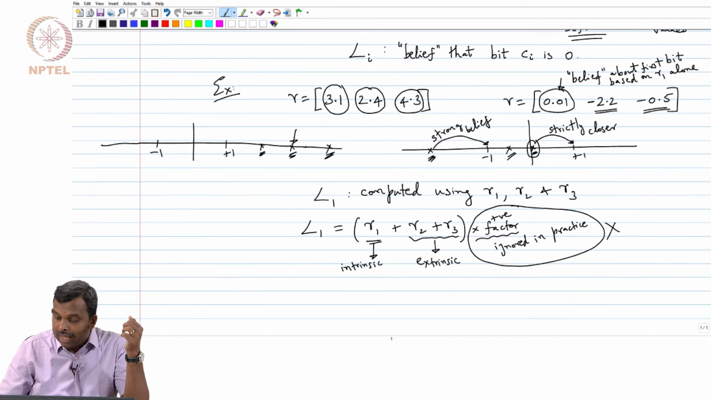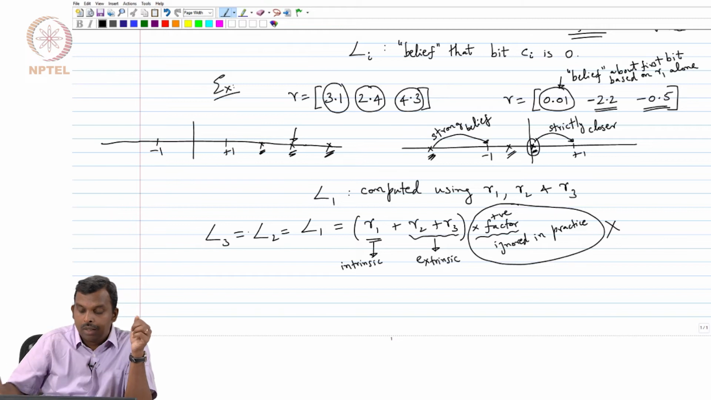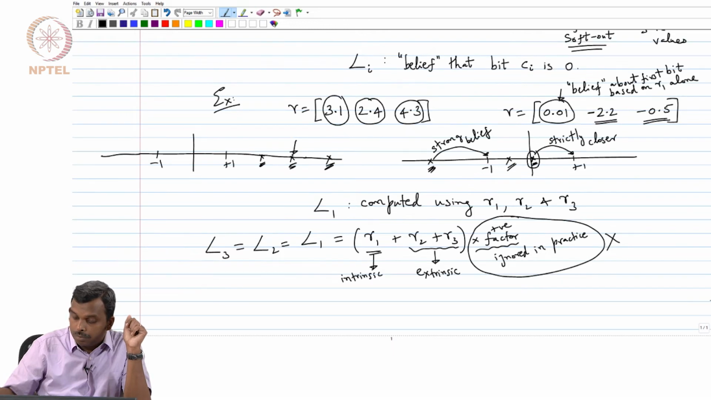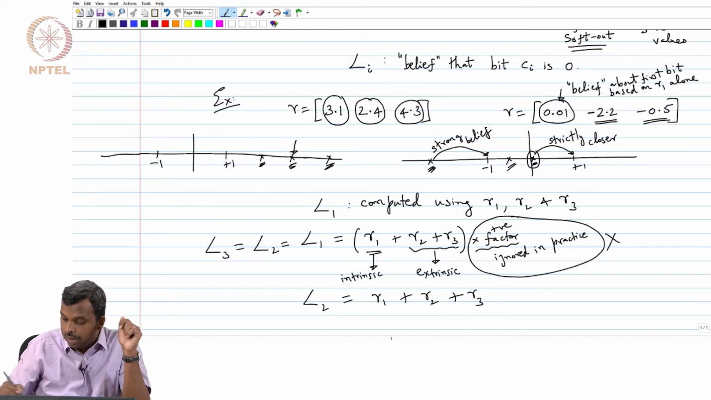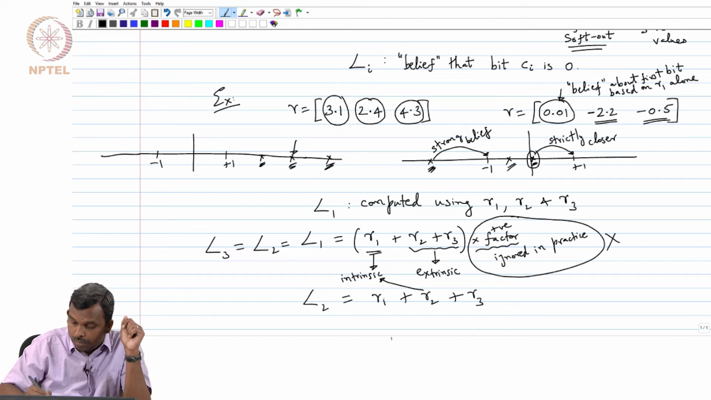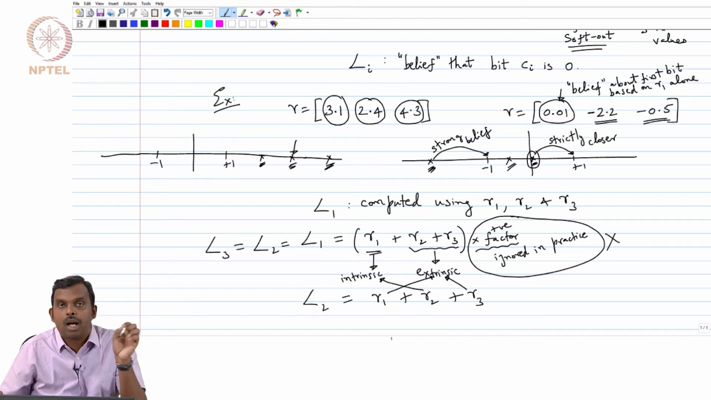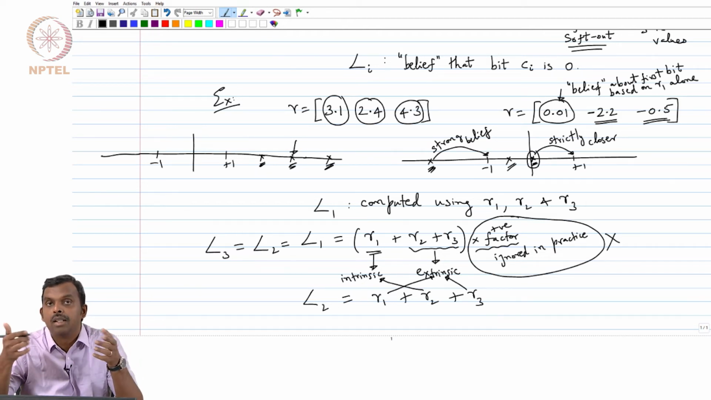In fact, this is the same for L2 also, and L3 is also the same, okay, except that the intrinsic and extrinsic will differ. So if you look at L2, you have R1 plus R2 plus R3. Okay. So this is the intrinsic part, these two are the extrinsic part. Likewise for L3, R3 will be the intrinsic part, R1 plus R2 will be the extrinsic part. So what is intrinsic and what extrinsic changes in L2 and L3, but the overall expression is the same, R1 plus R2 plus R3.